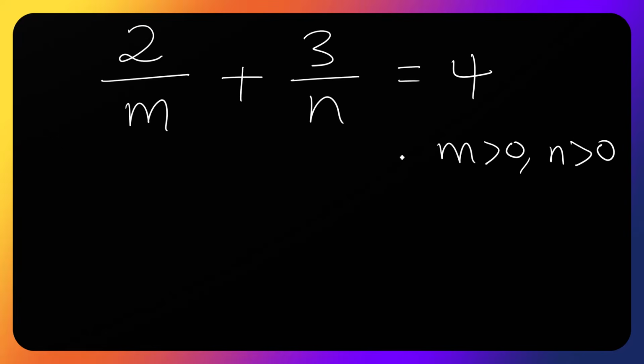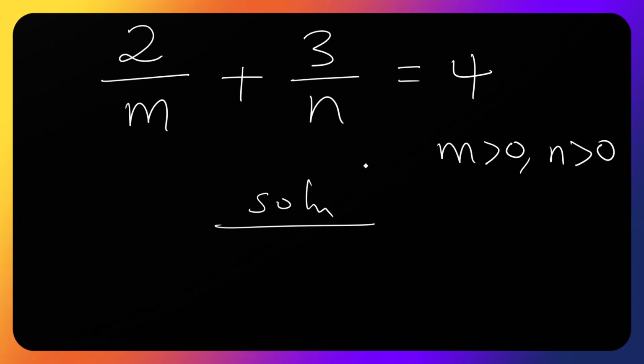Now let's solve for m and n here. So we have two conditions here. M is more than 0, and anything more than 0 is positive. Likewise, the n.